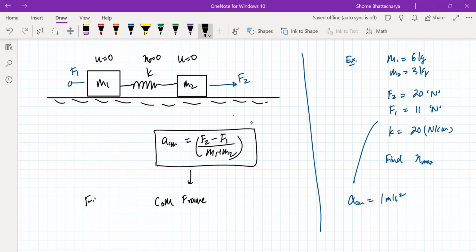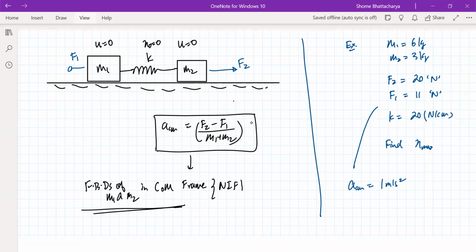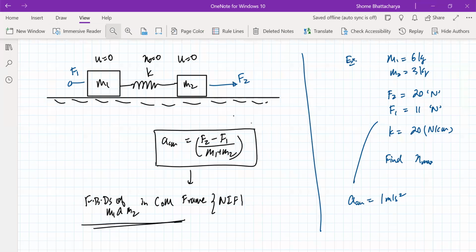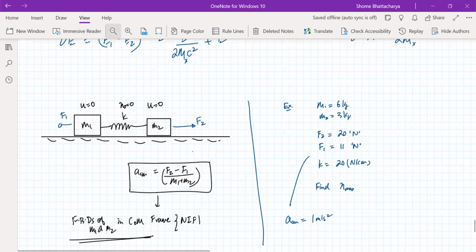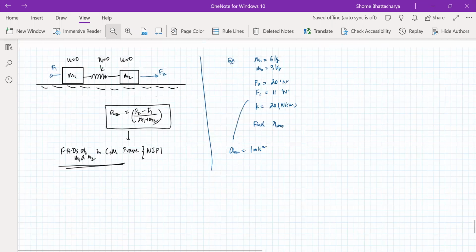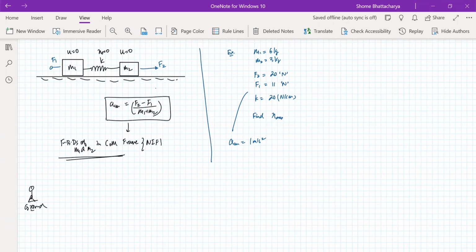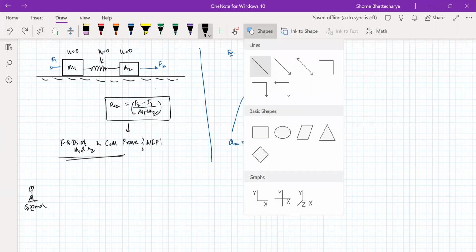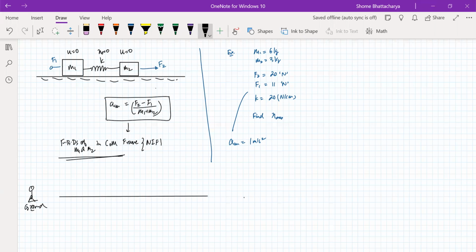We'll look at the FBDs of M1 and M2 in the center of mass frame. And that frame will become a non-inertial frame. This is a particular technique of solving this problem. If I'm seeing this from the ground frame, what I'll see is that after some time the spring has got extended, and the blocks are having some accelerations.